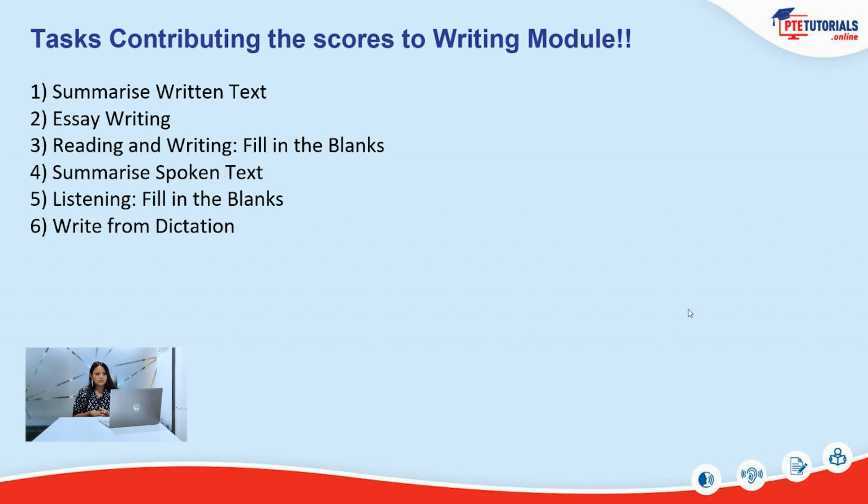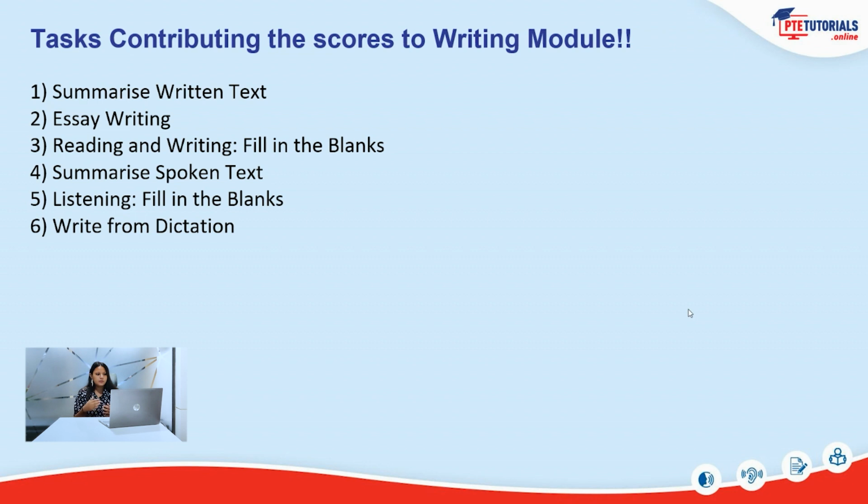Now, out of those six tasks which contribute the score to the writing section, some are part of the writing module itself, and some are part of the reading and the listening module. For example, summarize written text and essay writing are part of the writing module itself. Reading and writing fill in the blanks is a part of the reading section, but it is contributing the score to the writing section as well. Then summarize spoken text, listening fill in the blanks, and write from dictation are part of the listening section, but still they contribute the score towards your writing section.